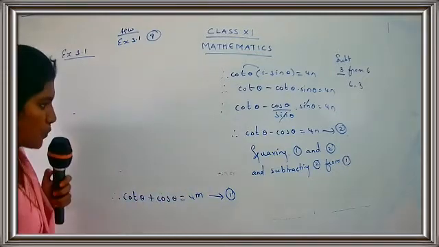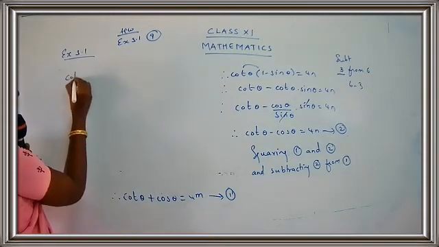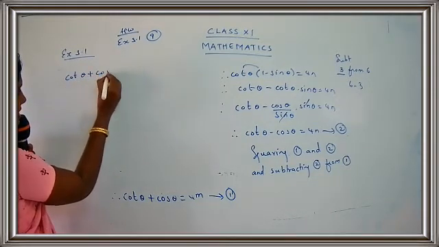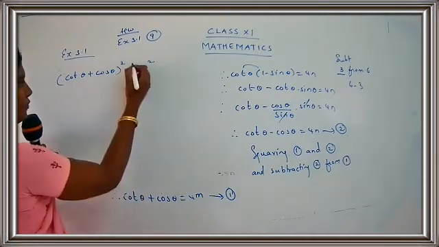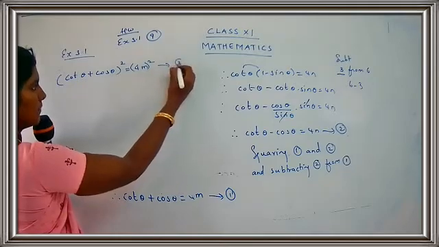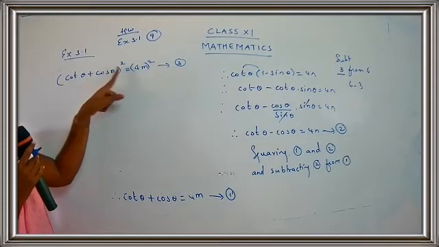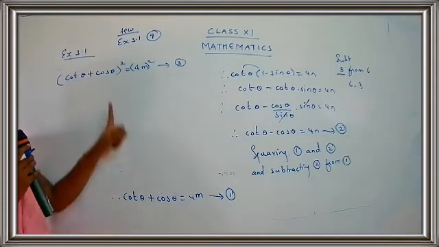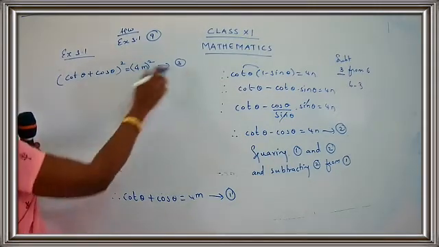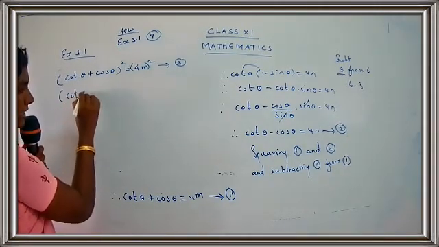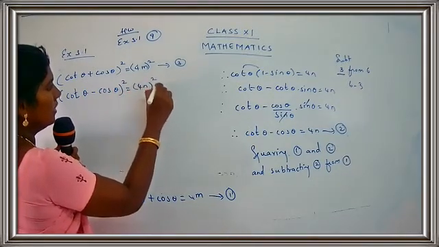Let's see. I'm going to square 1 and 2 first of all, okay? When I square 1 and 2, I get (cot theta plus cos theta) the whole square equal to 4m square. Okay, children? This is number 3. I'm squaring the LHS part and the RHS part, that is 4m square. And I'll put here (cot theta minus cos theta) the whole square is equal to (4n) the whole square. I'll take this as number 4.